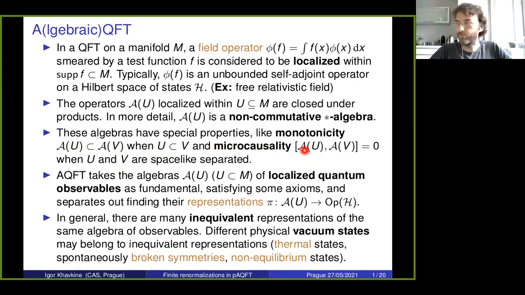Another important property satisfied by these algebras is microcausality. So we're dealing with relativistic quantum field theories, so there's a notion of space-like separation between regions. Let's see if I can sketch what that would look like. If I have some domain here, and I have another domain far away, so that no light signal can reach between them, then these two domains, U and V, are space-like separated.